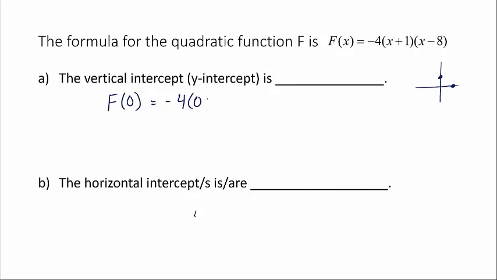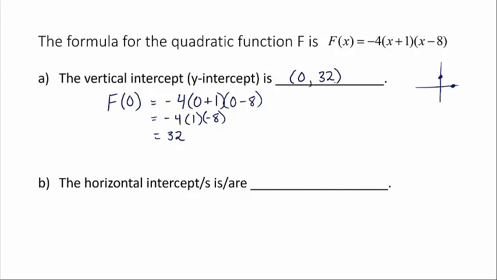So I have negative 4 times 0 plus 1 times the quantity 0 minus 8. Okay, so I end up with negative 4 times 1 times negative 8. Negative 4 times negative 8 is positive 32. All right, so the vertical intercept is 0, 32.